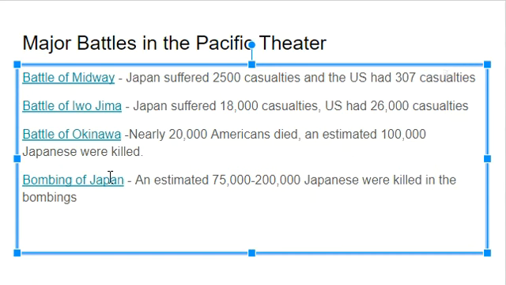And the other one was the bombing of Japan. The United States continually loaded bombs on our planes and we bombed Japan over and over again. And an estimated 75,000 to 200,000 Japanese were killed in the bombings. A lot of the bombings were done in Tokyo, but the bombing of Japan did cost a lot of life. So as you can see, all of these battles are very, very costly. And there were several more small battles as well.